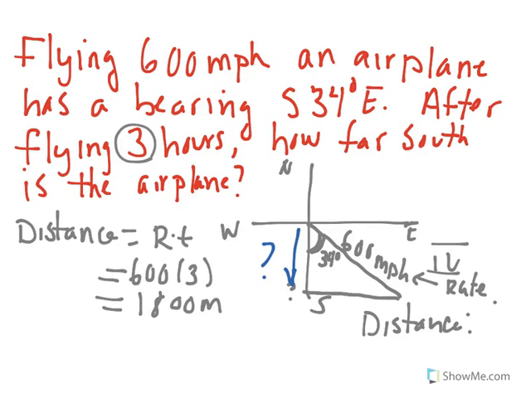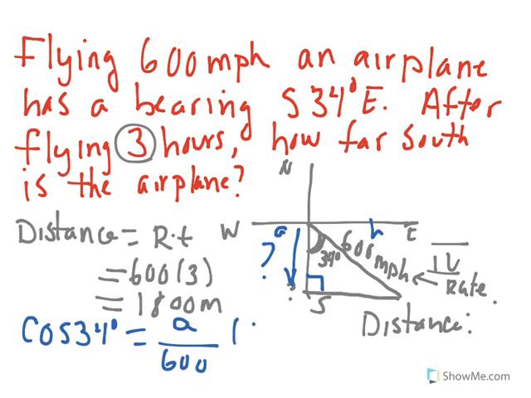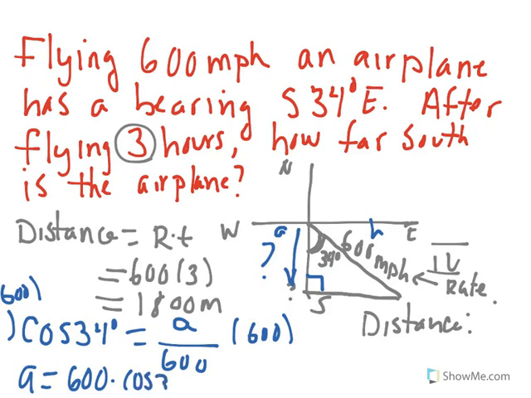So this is where we need to think about SOHCAHTOA. If we look, we can see that we've got the angle, the hypotenuse is given, and the adjacent side is what's missing. So of SOHCAHTOA, it's the cosine of 34 degrees, make sure you're in degree mode, equals the adjacent side, which we'll call A, over the hypotenuse of 600. To solve, we multiply 600 to both sides. In your calculator, or on Desmos, or on your cell phone, just do 600 times cosine 34 degrees, and you should get your distance, how far south, is 1492.27 miles.